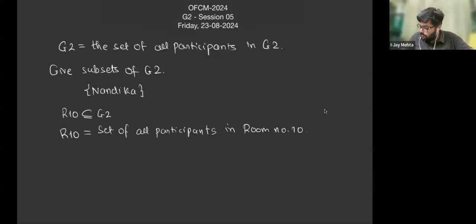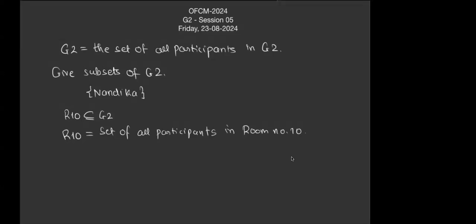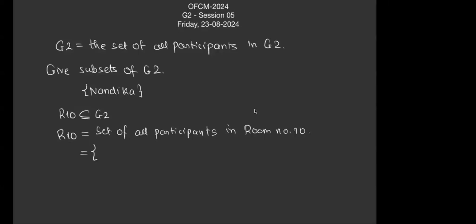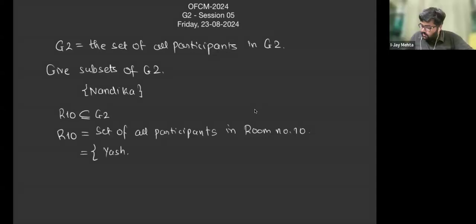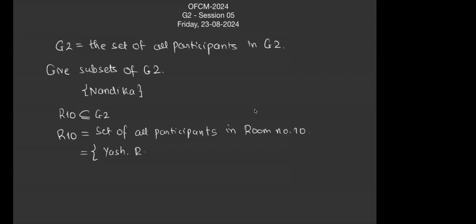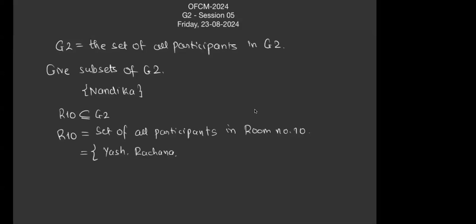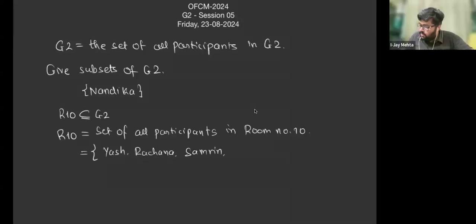Yes, Pooja, do you have any question? So how do I write this? Let me ask somebody in room 10 only. Sumit? Yes, sir. How do I write this set? If I want to list the set, how do I write? So who are the people? Do you know your friends in room 10? Can you name them? Yash, okay, Yash is there. Rachna, of course, she gave the answer, yes, she is in room 10. Samreen is there, yes. So I have to list all people, right?